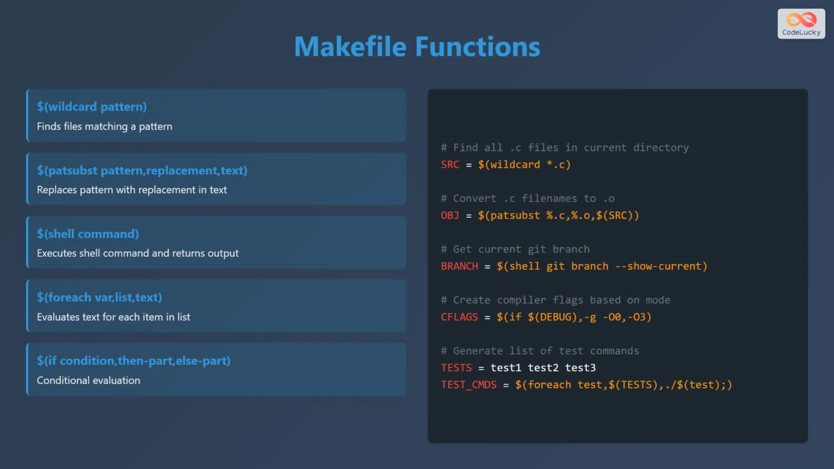Make provides a variety of built-in functions to perform operations on text, file names, and more. Wildcard finds files matching a specified pattern. Patsubst replaces one pattern with another within a text string. Shell executes a shell command and returns the output. Foreach evaluates text for each item in a list. And if provides conditional evaluation capabilities. These functions, along with others, allow for dynamic and powerful Makefile logic.